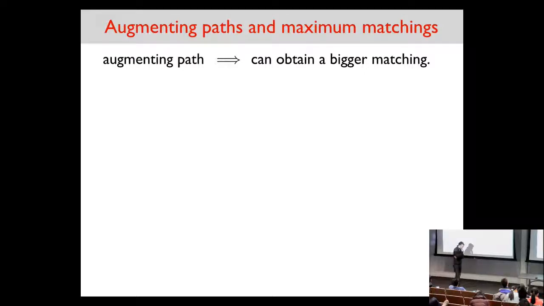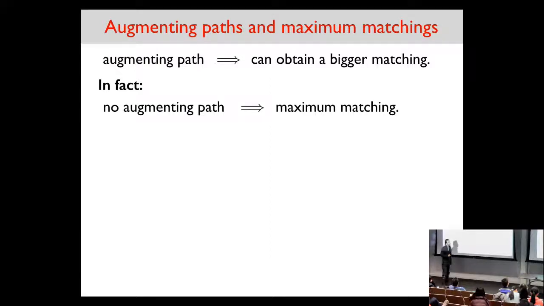Okay, so that's nice. So we say augmenting path implies that you can obtain a bigger matching. But what is much better than that is the following. In fact, if there's no augmenting path in your graph with respect to the matching you found, then that matching is actually a maximum matching. That's surprising. Why would you expect that? But it's true.